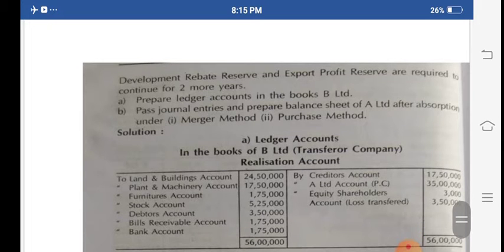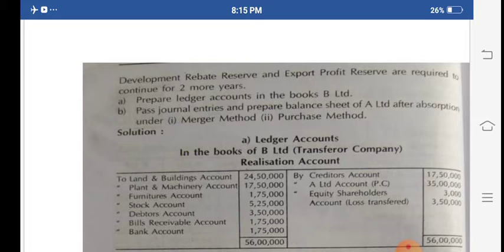Development rebate reserve and export profit reserve are required to continue for 2 more years. With that information, we have to prepare the ledger accounts in the books of B Limited, the transferor company, and the journal entries, and prepare the balance sheet of A Limited after absorption, under the merger method as well as the purchase method.